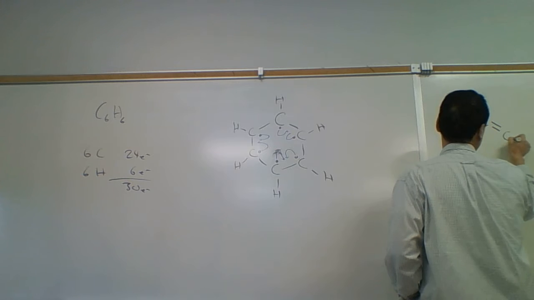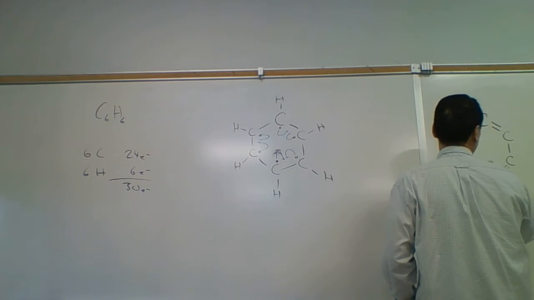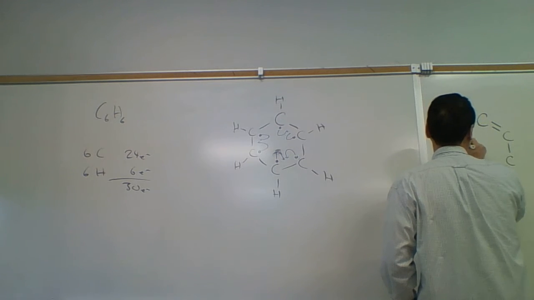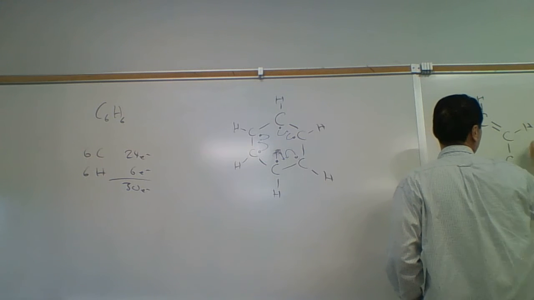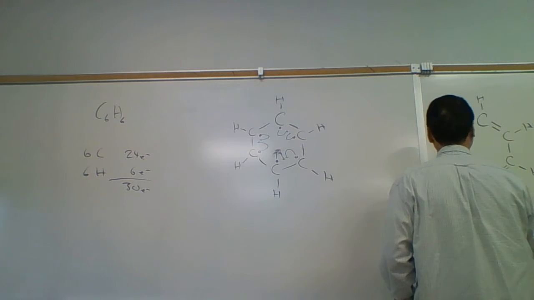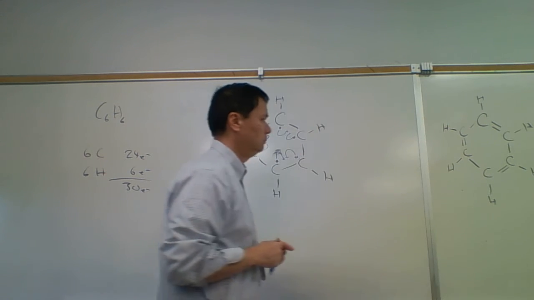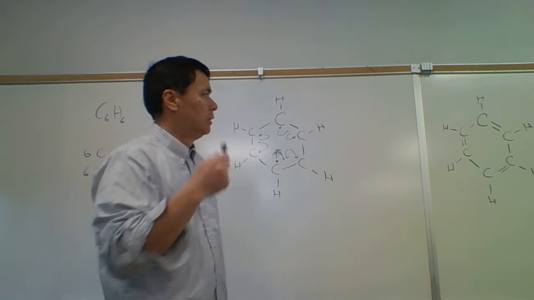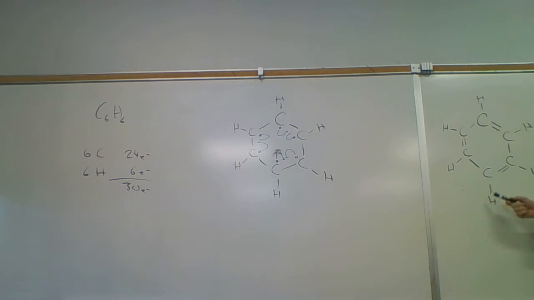So I'll end up with a situation that's going to look like this, where we're going to have alternating double bonds. These alternating double bonds are going to make it work out so that everybody has an octet. And so when I look at this, this carbon has an octet: 2, 4, 6, 8. Every carbon has an octet surrounding it. So this is it.